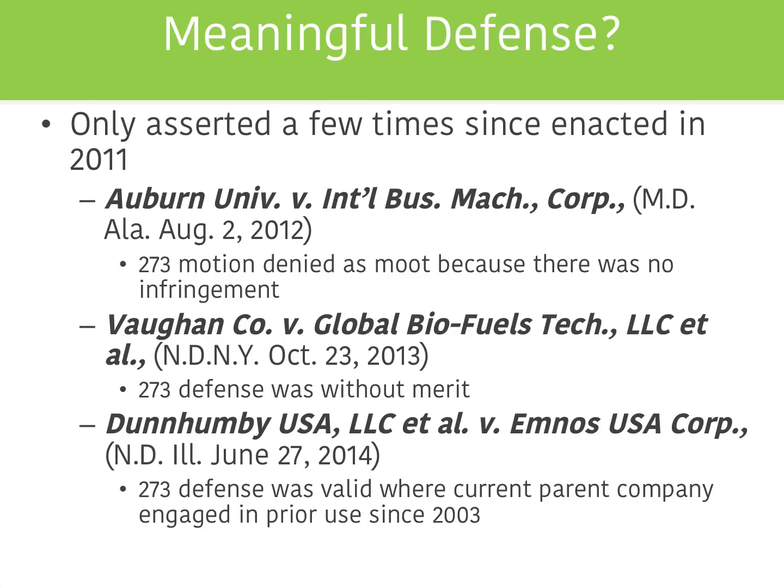So is this a meaningful defense? Well, that remains to be seen. It's only been asserted a few times since it was enacted in 2011. In Auburn University versus International Business Machines, or IBM, the 273 motion was denied as moot because there was no infringement. And then in Vaughn versus Global Biofuels Tech, the 273 defense was without merit. And then in Dunnhumby versus Emnos, the 273 defense was found valid because the current parent company engaged in prior use since 2003. So you can see that there still remains much room for additional case law to be generated.